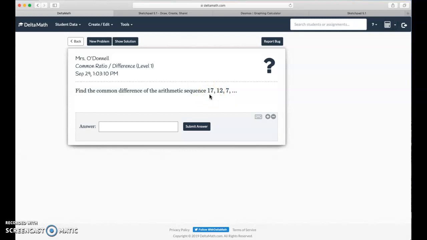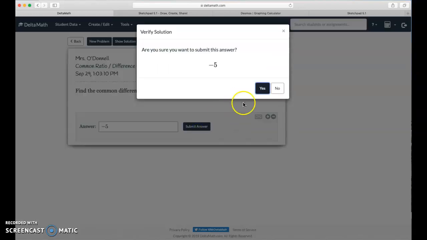And we can check that to see that it works for every term. So 17 plus -5 is 12. 12 plus -5 is 7. If we continued on, 7 plus -5 would be 2. And we could use that to generate more terms. So we know our common difference here is -5.